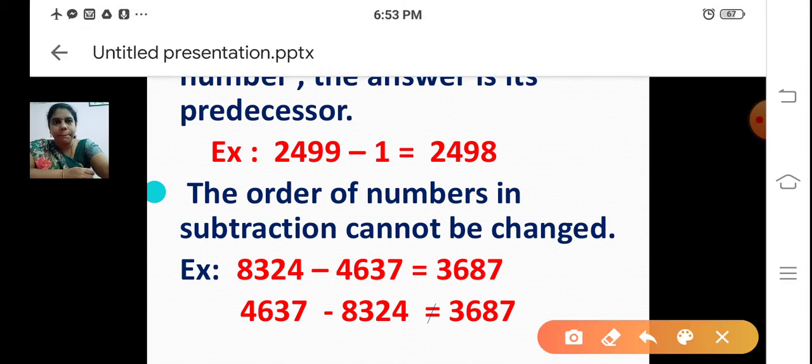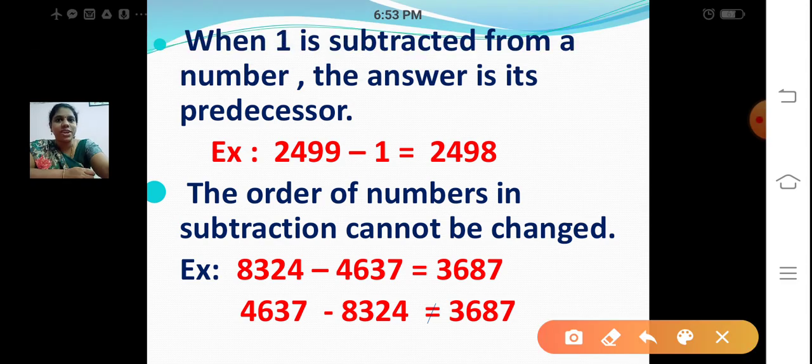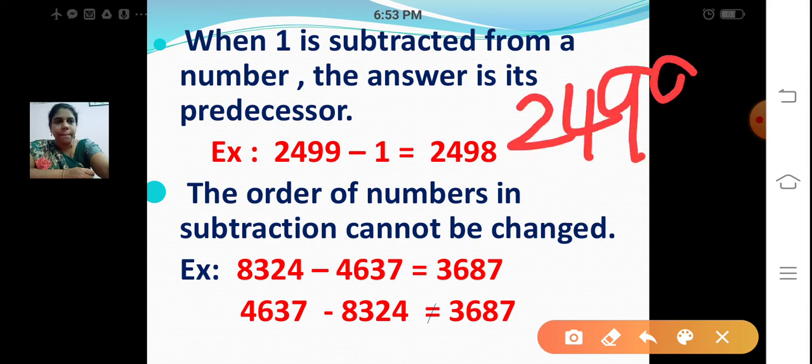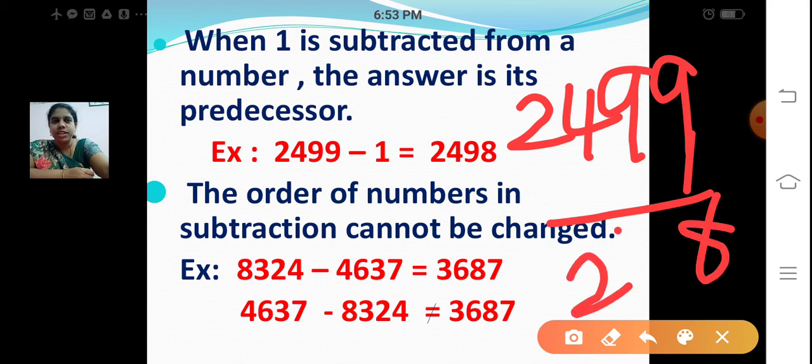We'll see one example now. 2499 minus 1. 9 minus 1, 8. So 2498, right? So you will get its predecessor, the before number, right? When 1 is subtracted from a number, the answer is its predecessor.